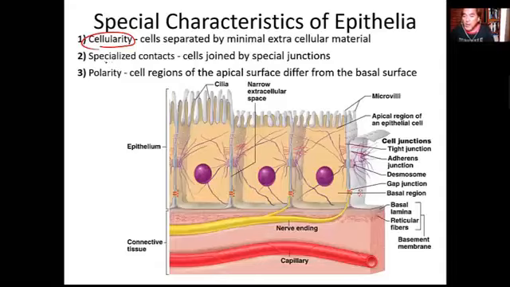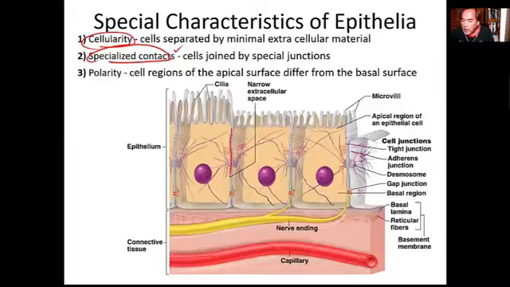Now, the cells have specialized contacts. If you notice, the cell is joined to another cell, okay? Remember, a cell has a cell wall, but they're attached to each other by what we call specialized contacts. So if you notice, this cell wall is attached to the next cell wall by these specialized contacts.